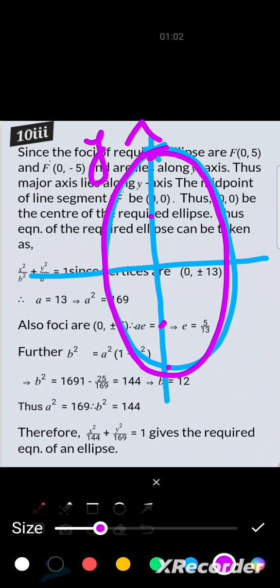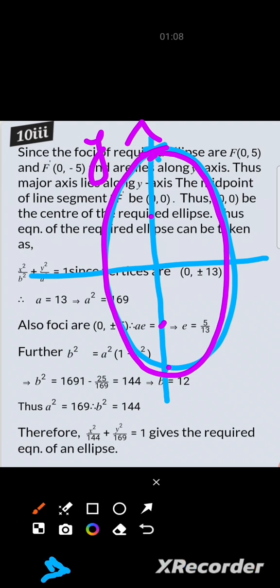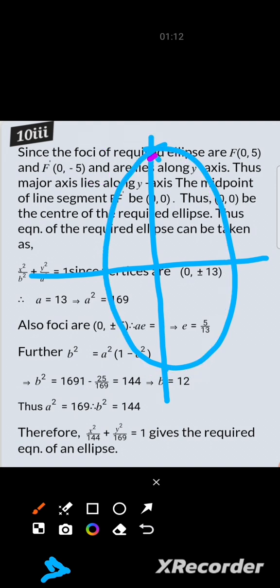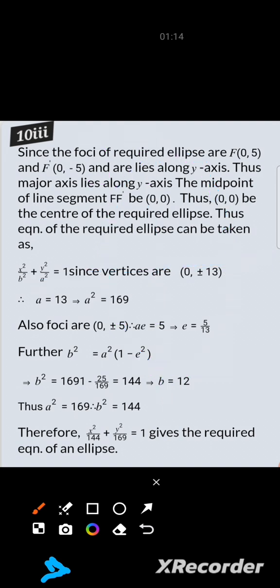Alright. So we have to take the equation in the form x square by b square plus y square by a square is equal to 1, which has been taken here in this line. Now, as it is given, the vertices are at 0 comma plus minus 13, like in sum number 10 part 2, a is 13, so a square is 169. Now we need to find out the value of b or b square.